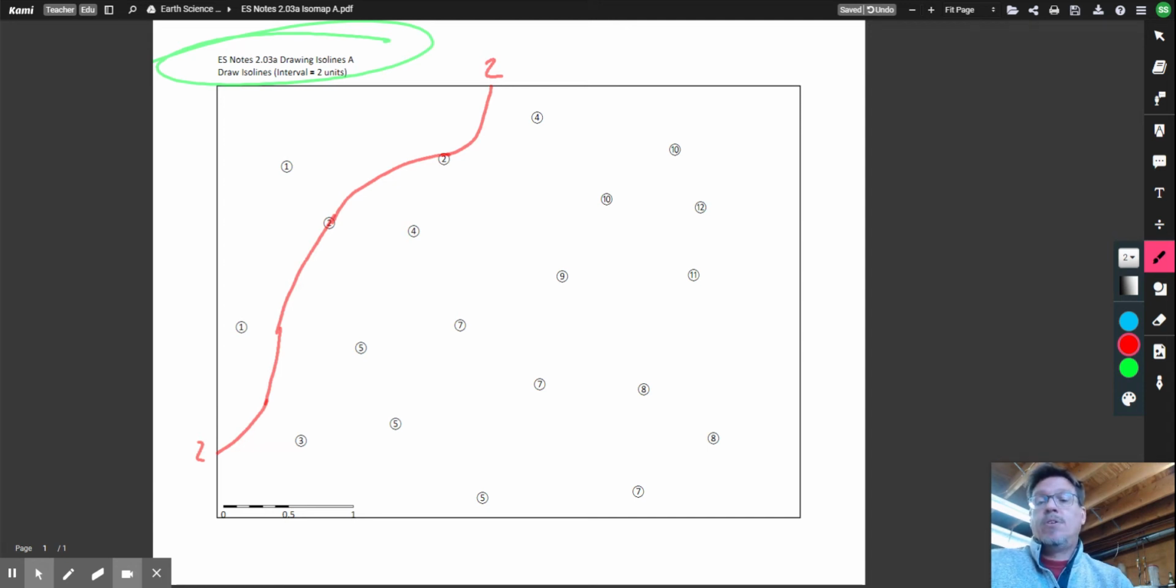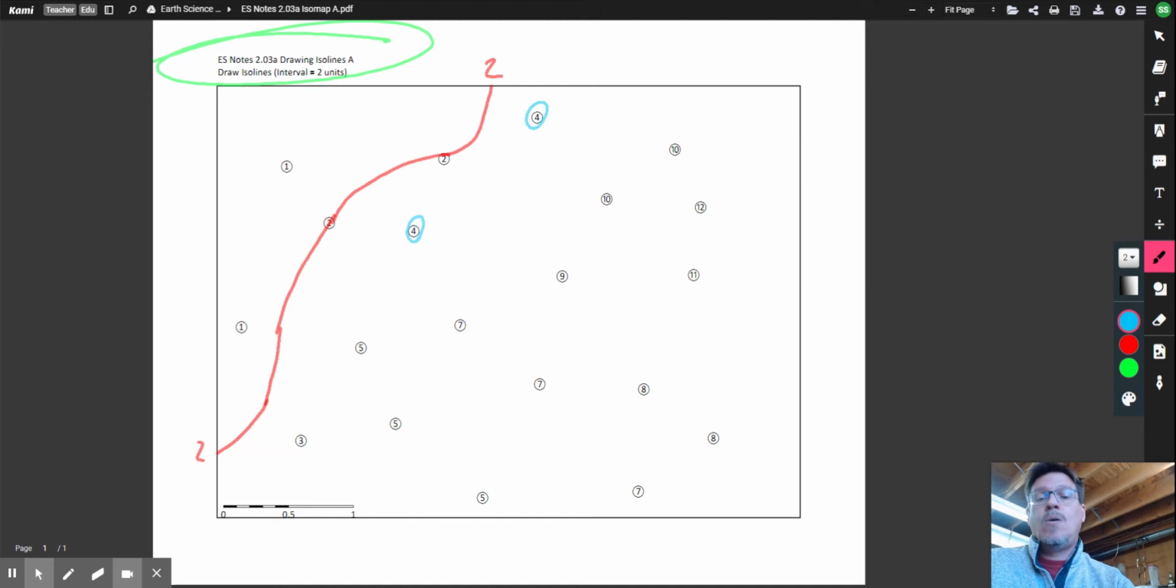So we're going by an interval of 2. We have the 2 line done. Since we're counting by 2's, our next one would be 4. Right away, I can see that I have a 4 here and a 4 here. So the next rule of isolines is that all the isolines cannot touch and they cannot cross. Because of that, they're going to follow a similar pattern. So I kind of got 3 things there. Number 1, they cannot touch. Number 2, they cannot cross. And number 3, they follow a similar pattern.